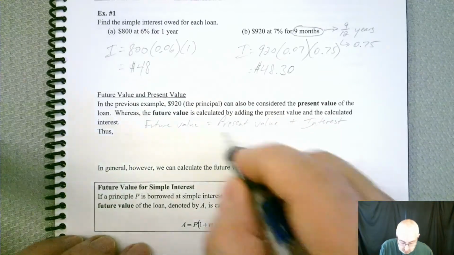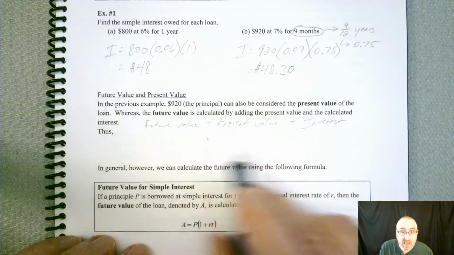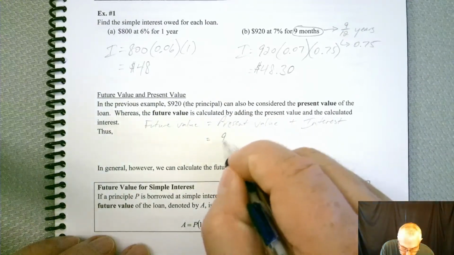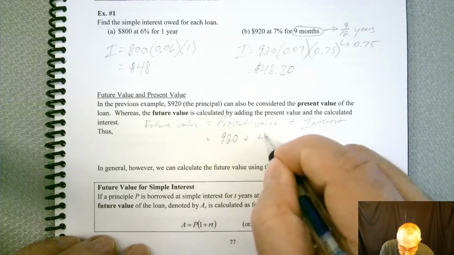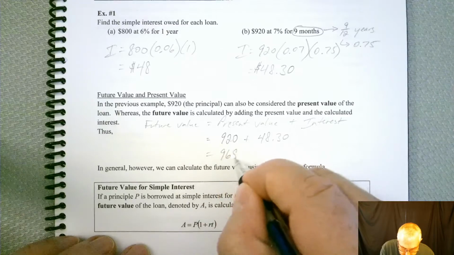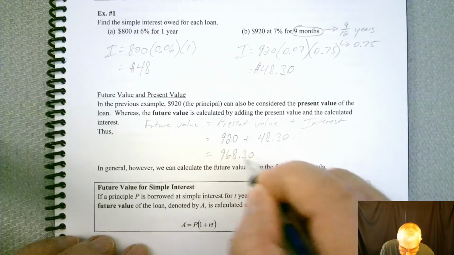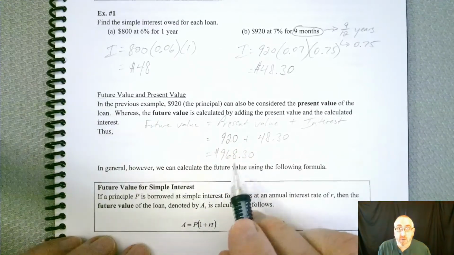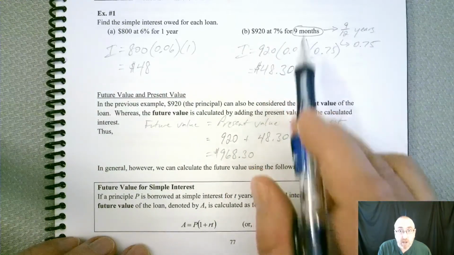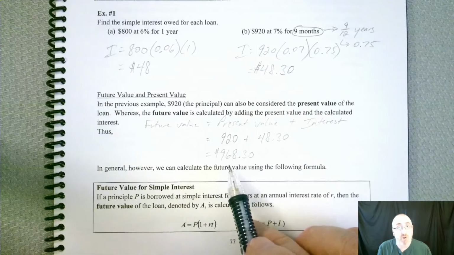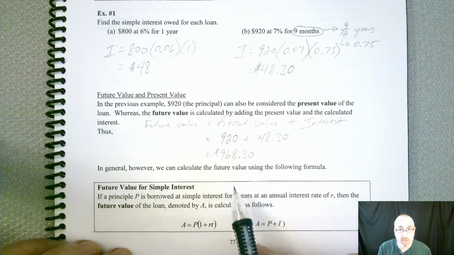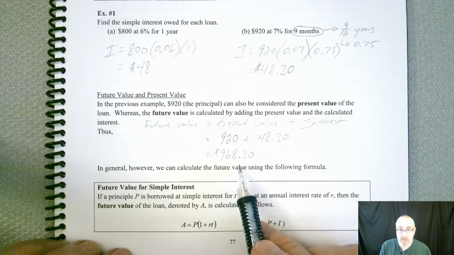All right, so if we wanted to know what that future value was in this particular example, we would say $920 plus the $48.30, which gives you a grand total of $968.30. So if you borrowed $920 from the bank under these stipulations, you'd have to pay the bank back what you borrowed plus the interest. So that's what you would have to pay back, $968.30.